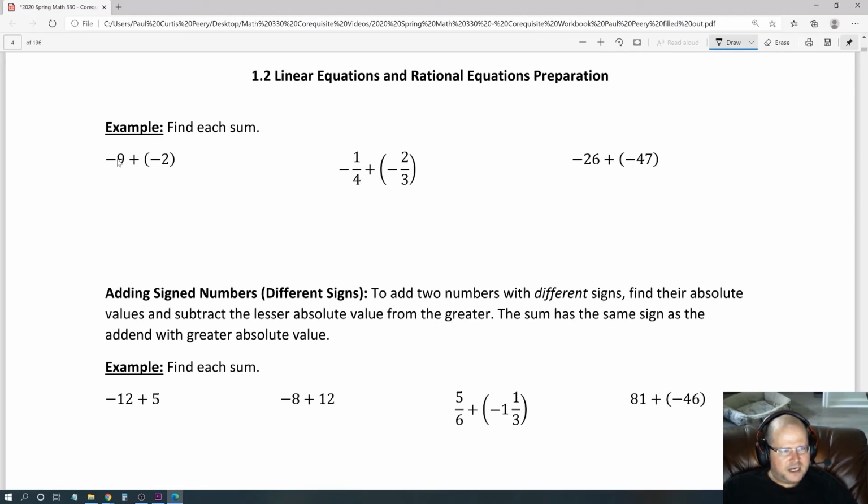Same thing on this one. Negative 9 plus negative 2. They're both negative. I'm adding them together. I get a negative 11.